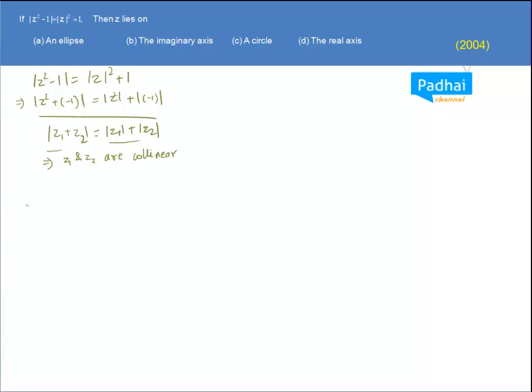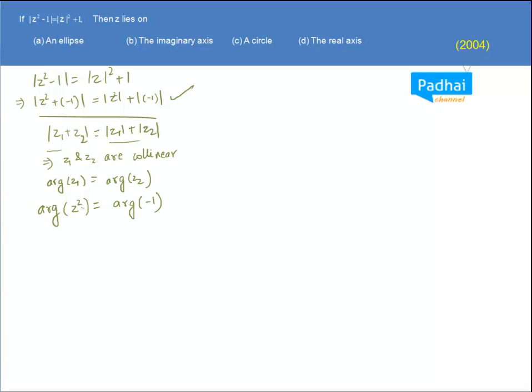Collinear, by collinear what we mean is that argument of z1 is equal to argument of z2. So for those who do not know this property, they can just directly learn it from now onwards. So if this equation is satisfying this, that means argument of z² should be equal to argument of −1. That says arg z² = arg(−1).